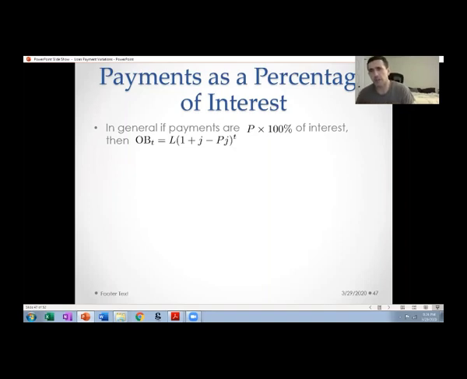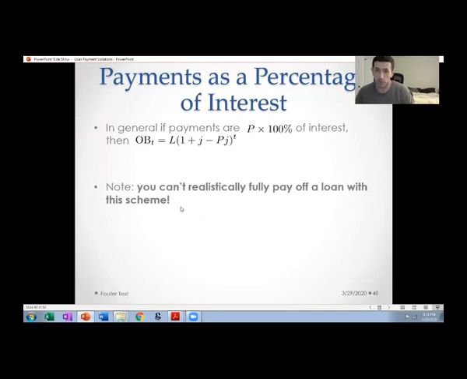Okay, I mean theoretically you can. What do I mean by that? Well, you can't realistically pay off the loan with this scheme. Theoretically, you can if you set P to be (1 plus J) to the minus 1. If you do that, then this is just 0. So what's going on? Well, your original loan is L, and then after one period, you pay such a high percentage of interest that you pay off the whole loan.